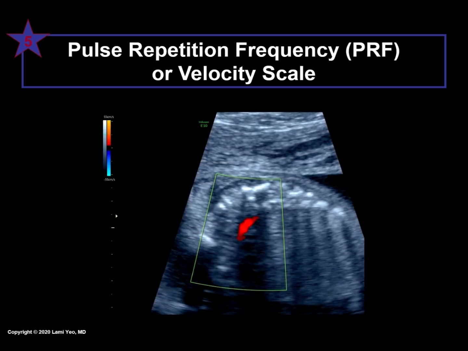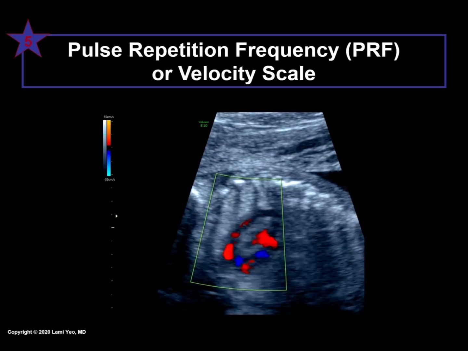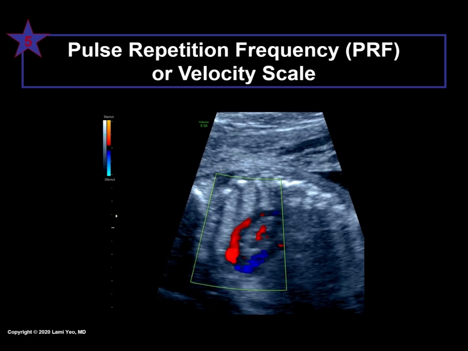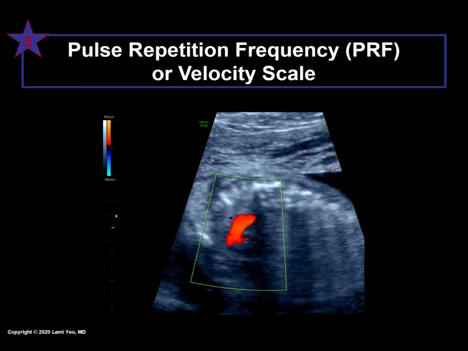Here, the velocity scale has been set at 55 centimeters per second. As a result, color flow in red towards the transducer is nicely shown in the ductal arch.